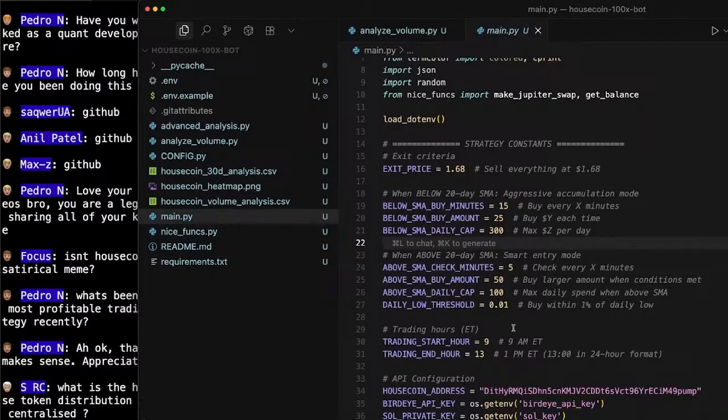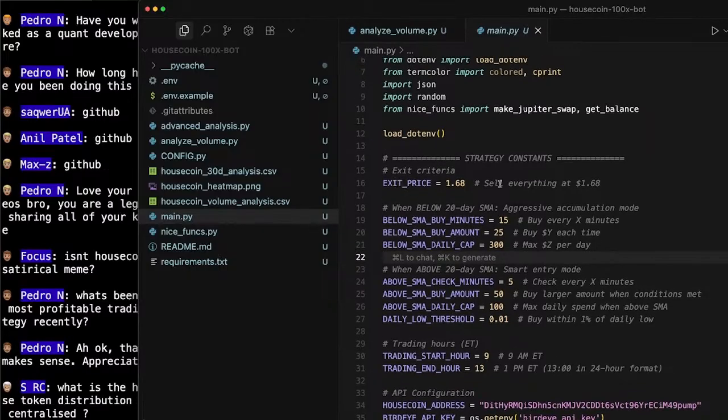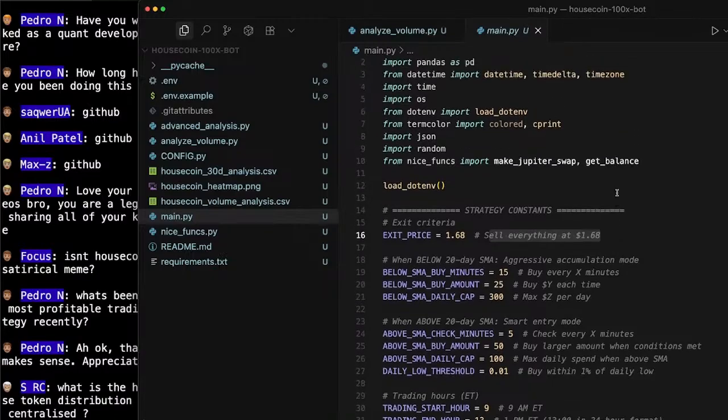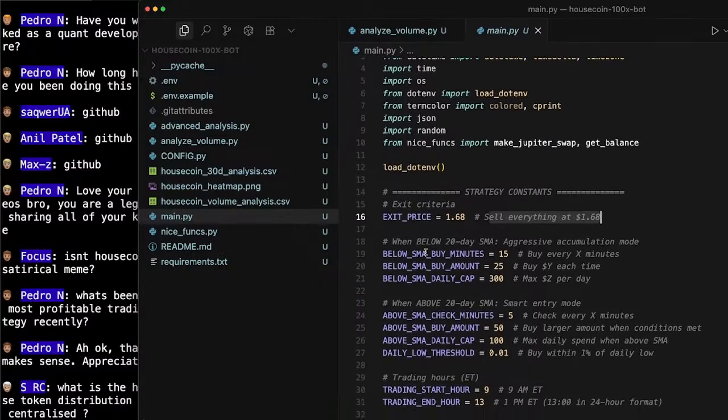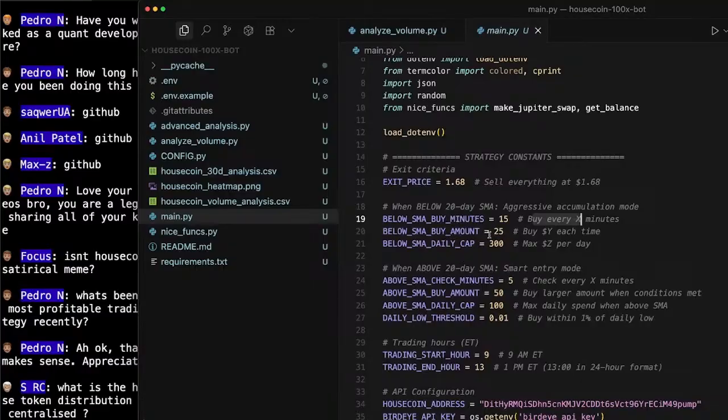I'm learning things. My pleasure, dude. Exit price is $1.68. Sell everything at $1.68. I like that. Below SMA buy minutes: 15. Buy every 15 minutes. Below SMA buy amount: 25. I'm just gonna make sure this works, so put it at 5. Okay, Python, run it.